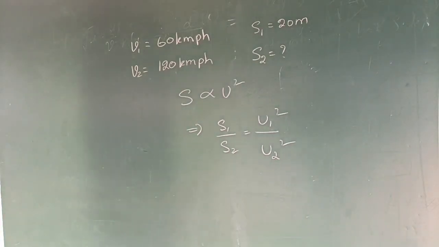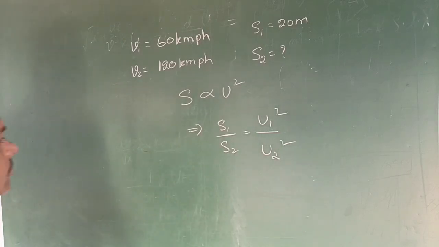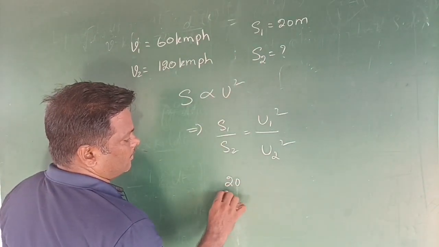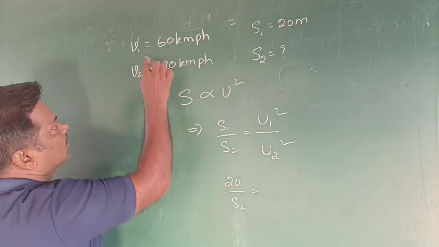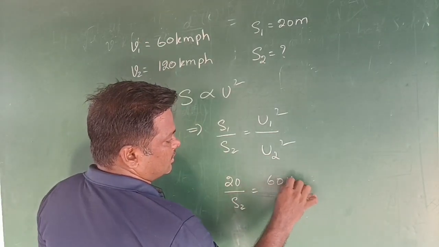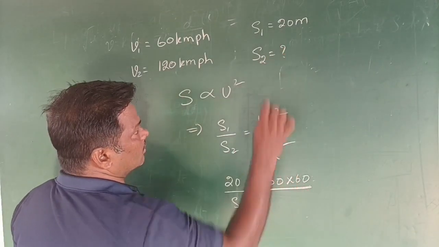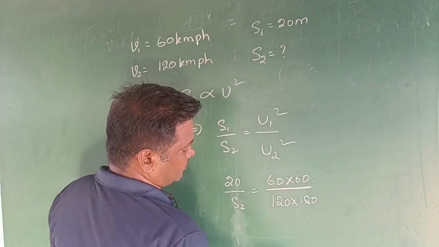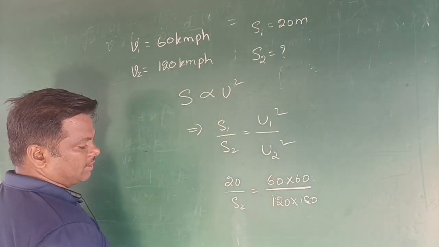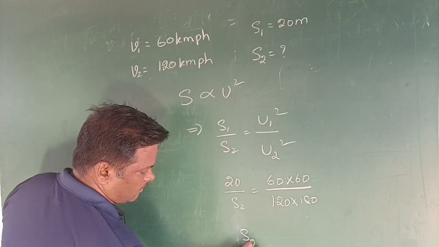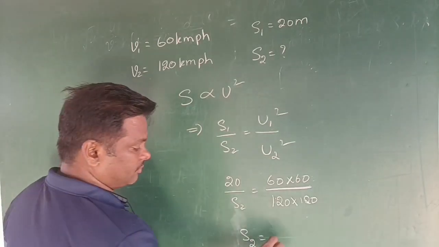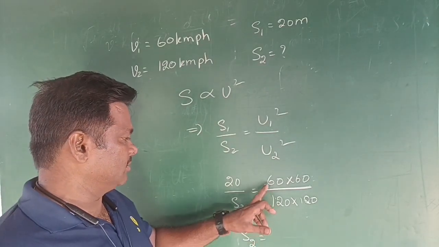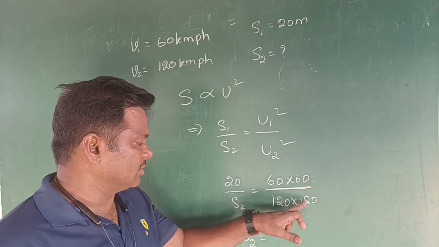Can you do this? Easily you can do. Substitute the value of s1. How much is it? 20 by s2 is equal to u1 square, 60 into 60, by u2 square, 120 into 120. So a simple calculation. You all know the rest. Just cancel the 60s and 120s, you will get 4.